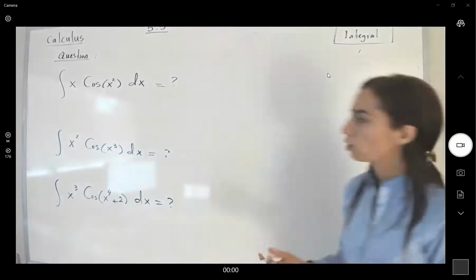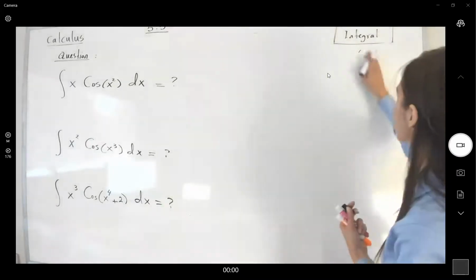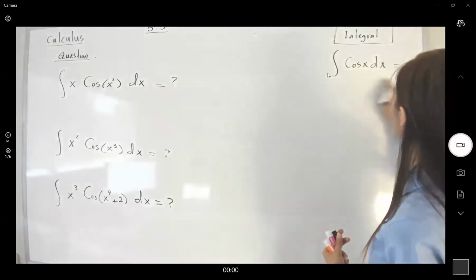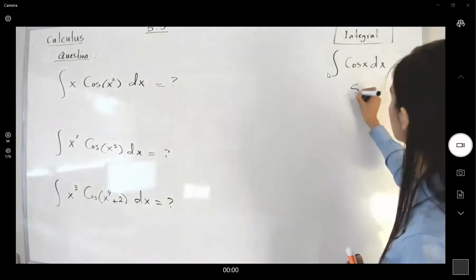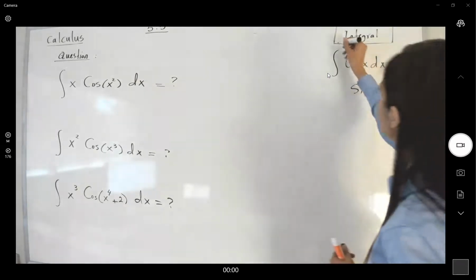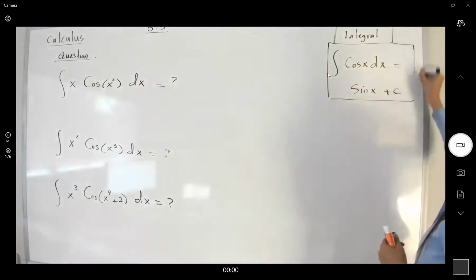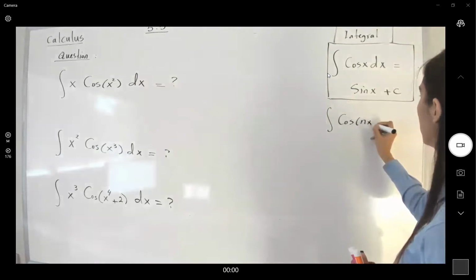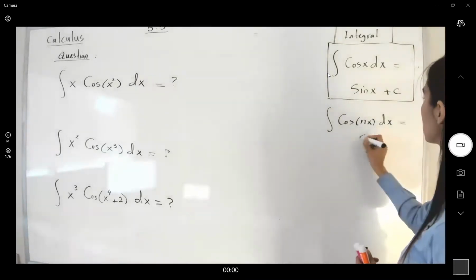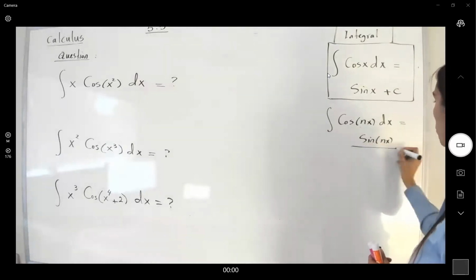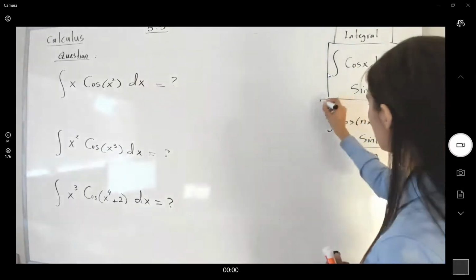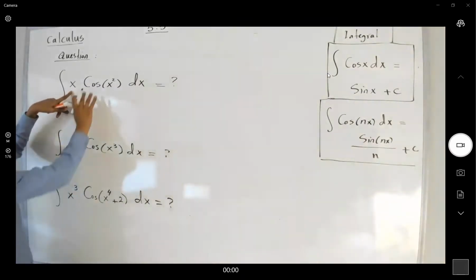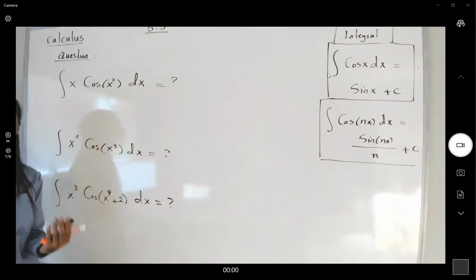Well, the only thing we learn is that the integral of cosine x dx is equal to sine x plus c. Or in more general form, we learn that the integral of cosine nx dx is equal to sine nx over n plus c. But we don't know, if we multiply x by cosine of x squared, how do we calculate the integral?